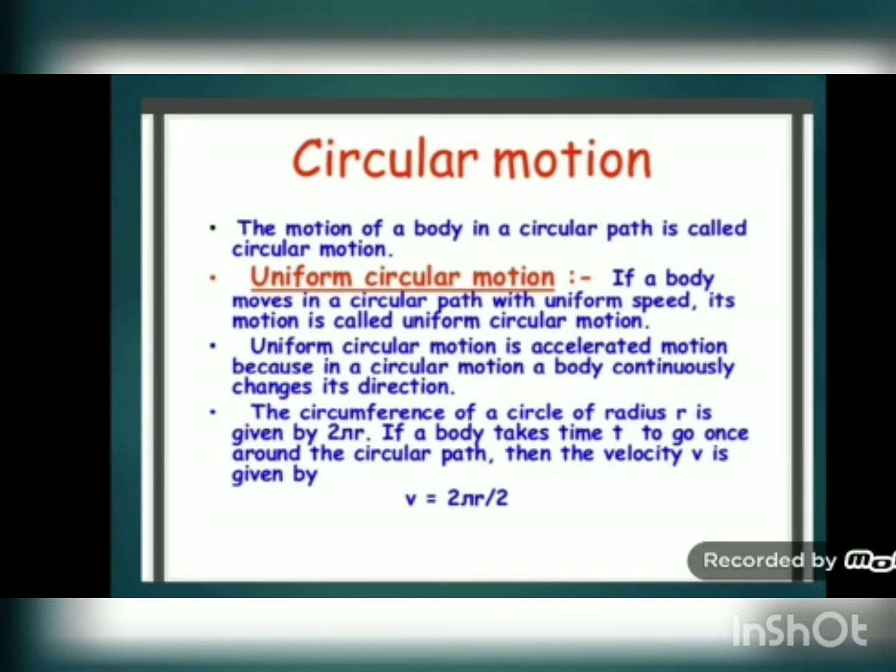First, one thing I'll tell you about circular motion, that in circular motion the speed may be same or may be different, right?